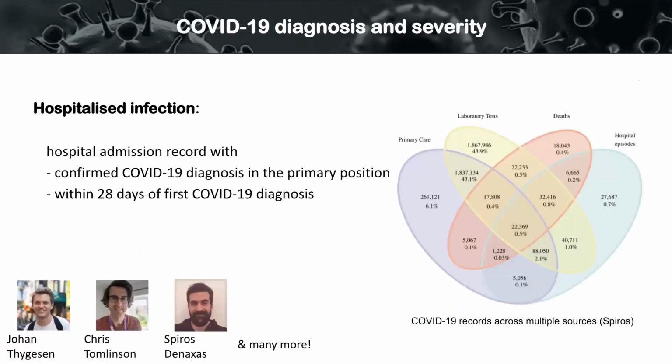For this project, we needed a definition of a COVID-19 diagnosis and its severity, which we defined as two classes: hospitalized or not hospitalized. This is based off of the wonderful phenotyping work done by the UCL team. Hospitalized COVID is defined as a hospital admission record with a confirmed COVID-19 diagnosis in the primary position within 28 days of the first COVID-19 diagnosis. Of the 1.4 million COVID diagnoses that we have, 0.1 million had hospitalized COVID-19.